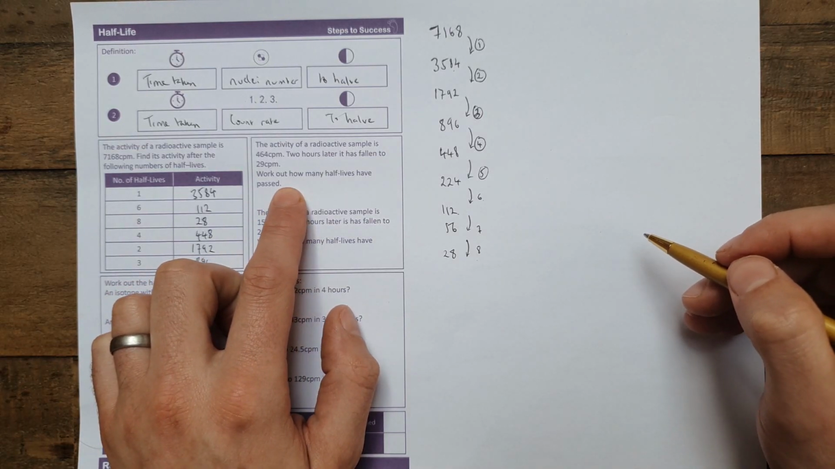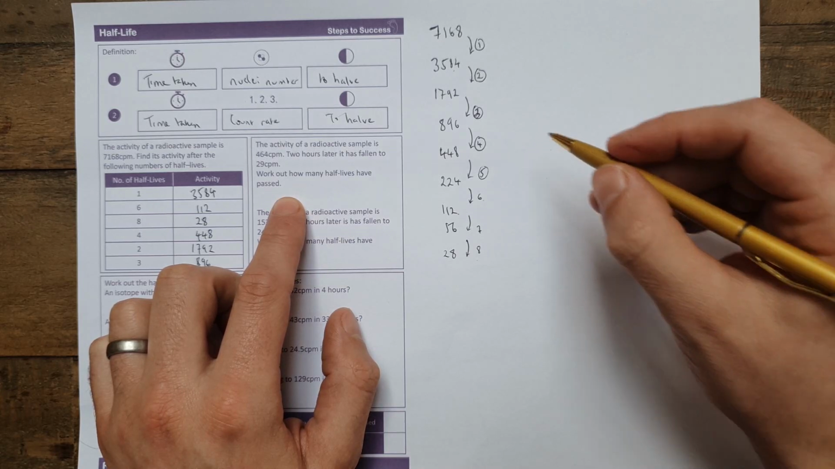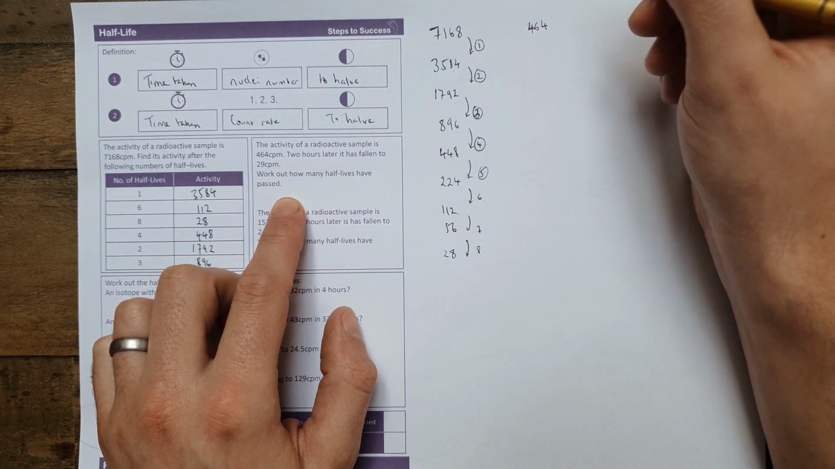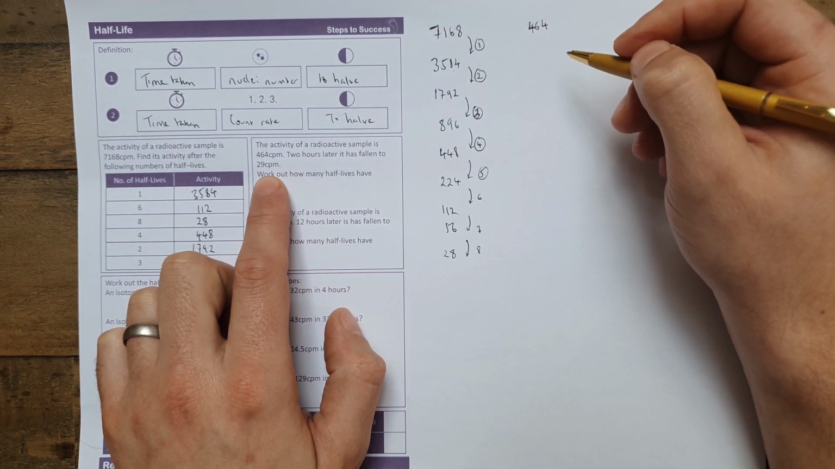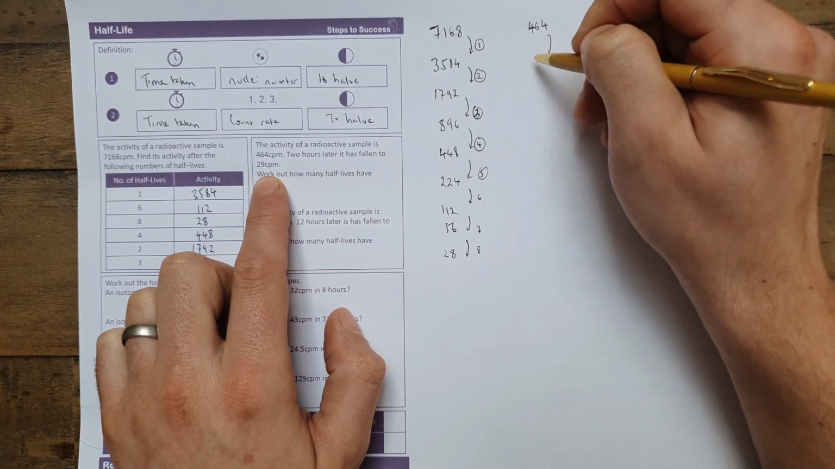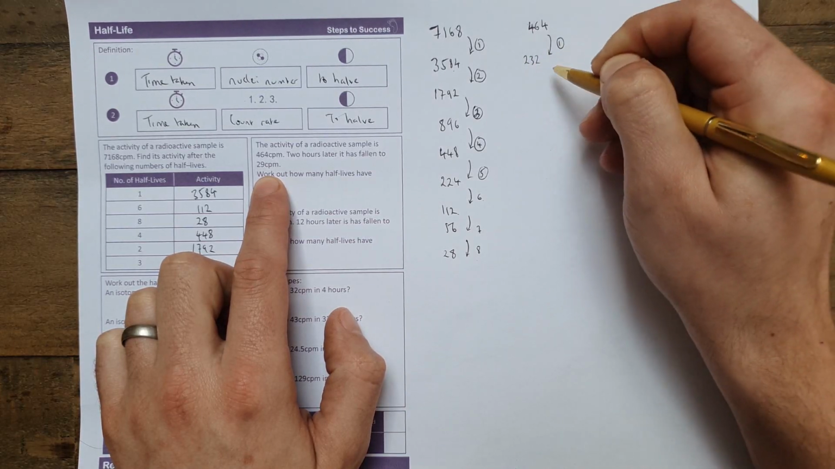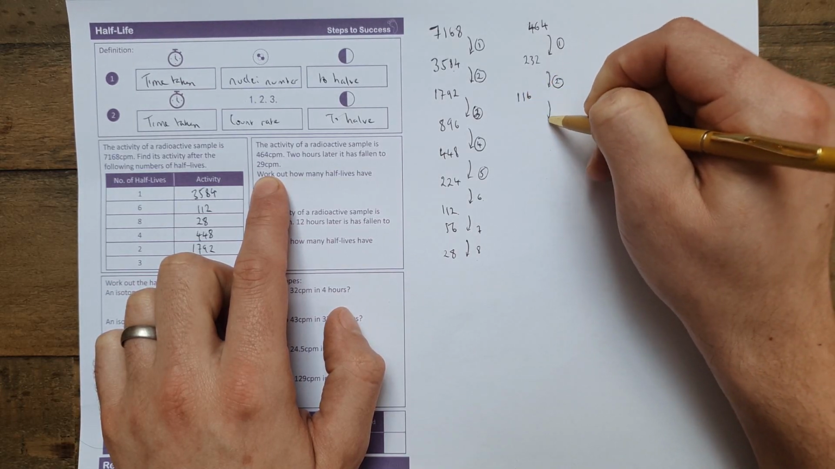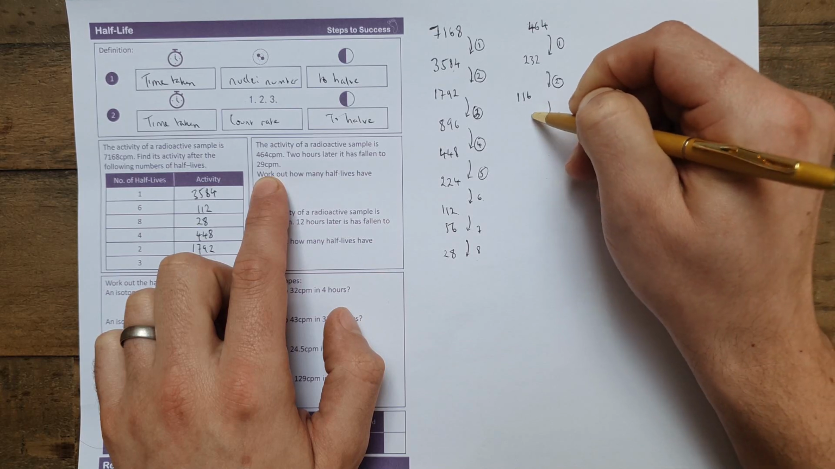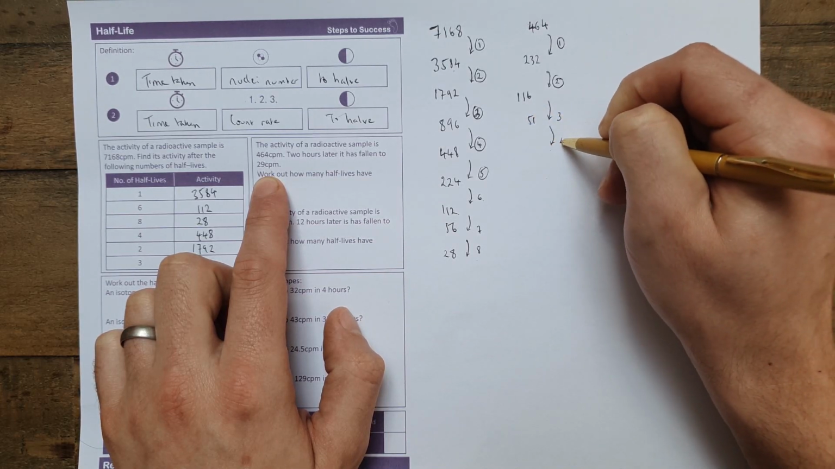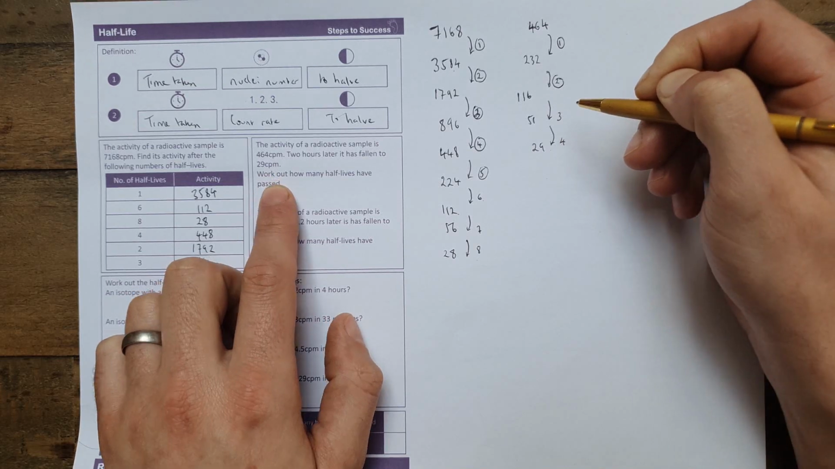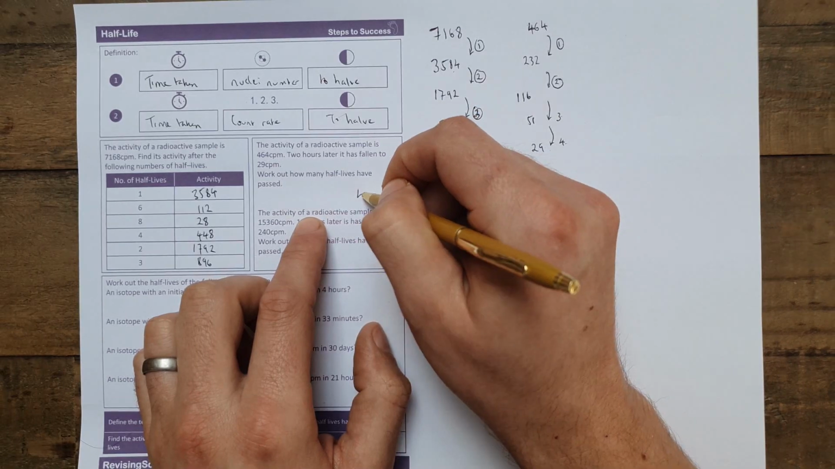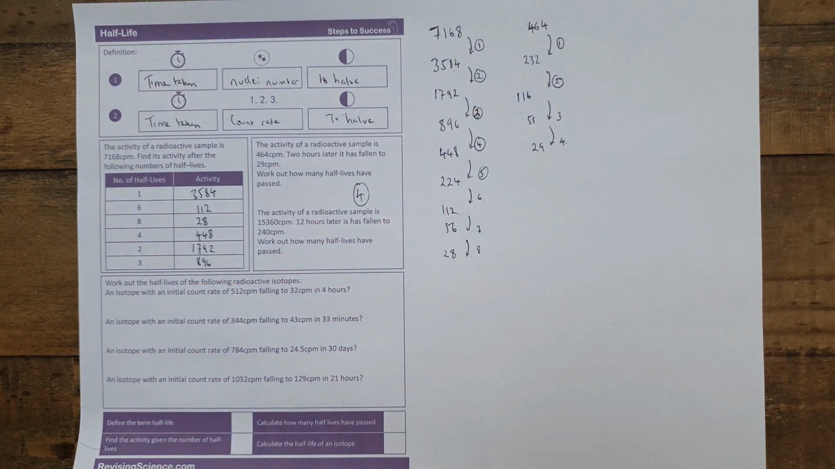For this example here, we're trying to work out how many half-lives have passed. So we know that the radioactive count rate starts at 464. And we know that after 2 hours, it's fallen to 29. So to find out how many half-lives, again, we just need to keep halving it. So after one half-life, it'll be 232. After 2 half-lives, 116. After 3 half-lives, 58. And after 4 half-lives, 29. So we can see that in that 2 hours, it was 1, 2, 3, 4 half-lives.